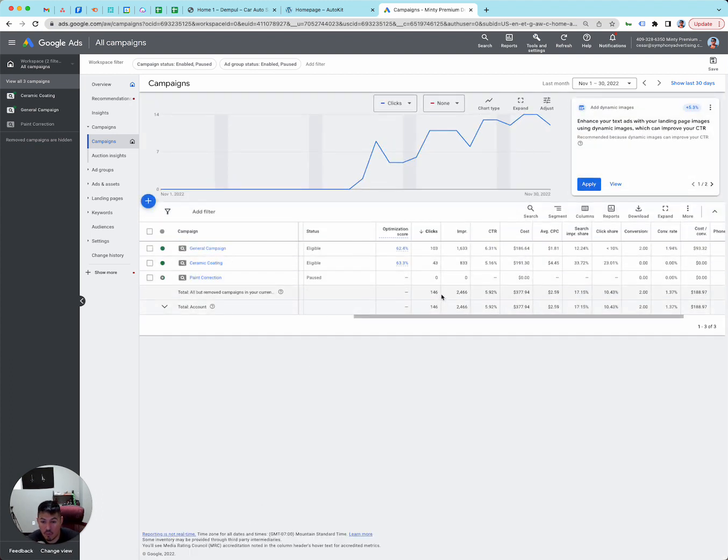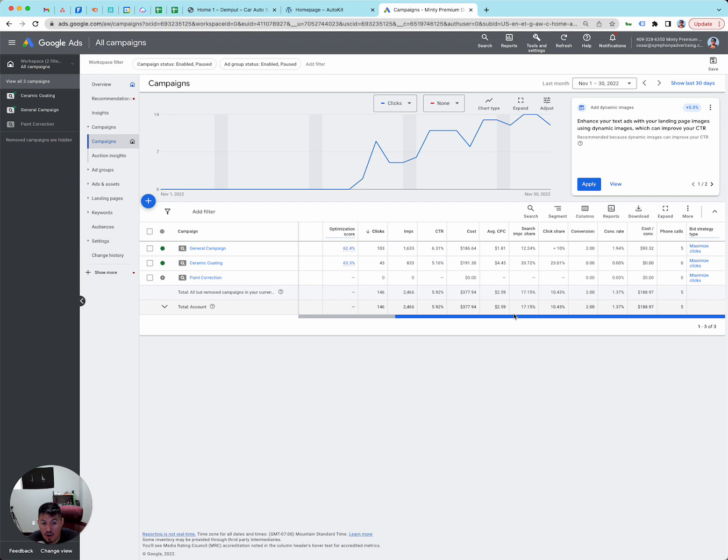Okay, so what this tells us is we know that we're running phrase campaigns, right? So what this tells us is out of all the available searches, how much did we appear? Our search impression share is pretty low, 12.24 and 33.72. Let me explain search impression share again. Search impression share is out of every available click for the keywords that we have in your area, we're only appearing 12% of the time for general campaign. And we're only appearing 23% of the time with ceramic coating.